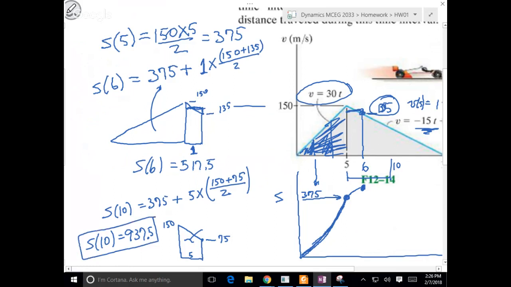So that's the type of stuff I'd ask on the test instead of you having to draw it. Because then the question is, does it do this? Does it do this? Which one do you think it does?